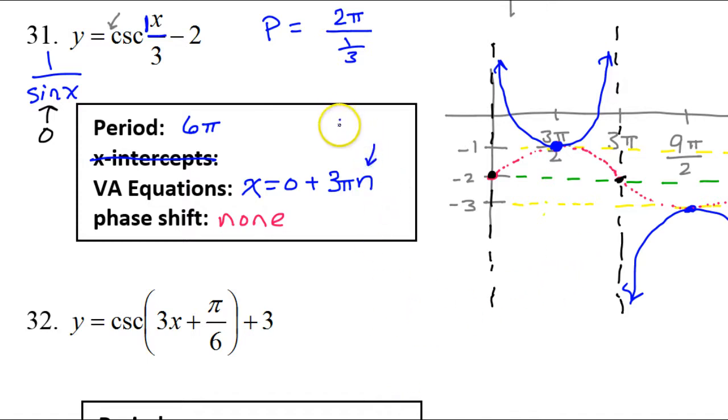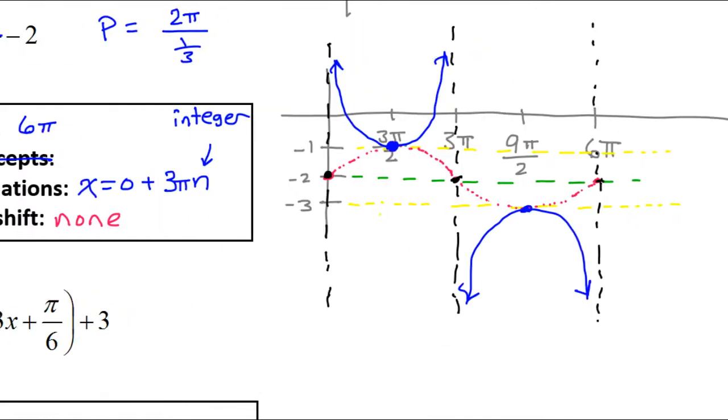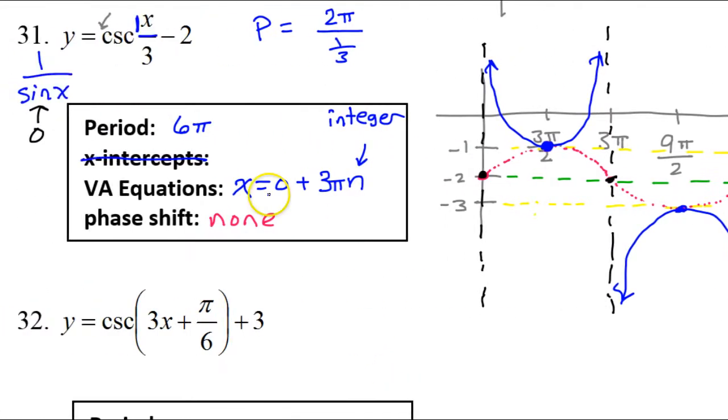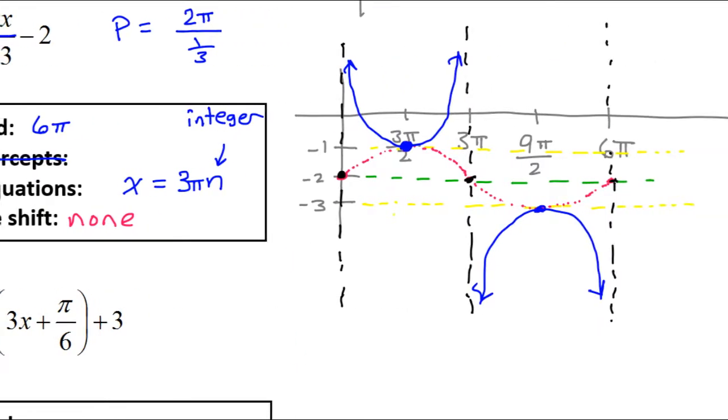If I let n be an integer, then it captures not only the positive asymptotes going to the right, but also the negative ones that are going to the left. I don't really need the 0 though, so if I want to be more sophisticated about it, I will just say x equals 3 pi n without the 0. I wouldn't mark it wrong if you put the 0 there, but it's mathematically immature to put a 0 there. All right, that's it for number 31. Any questions about it?